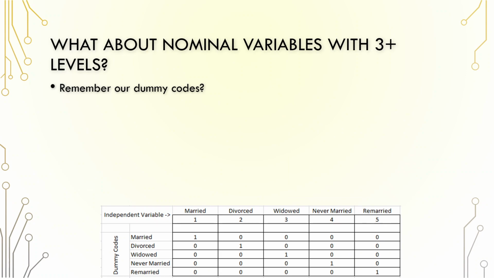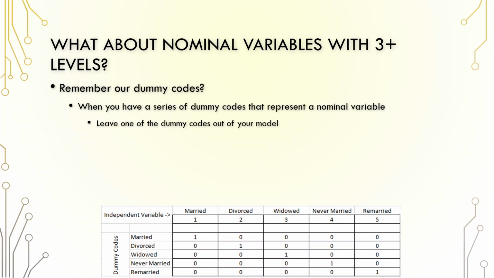But what about when we had these nominal variables with 3 or more groups, or 3 or more levels, and we created these series of dummy codes? We had this example of marital status, or relationship status, where you had this original variable with 5 different groups, and we made these 5 new variables, assuming we had enough sample size in each one. So what do we do here?